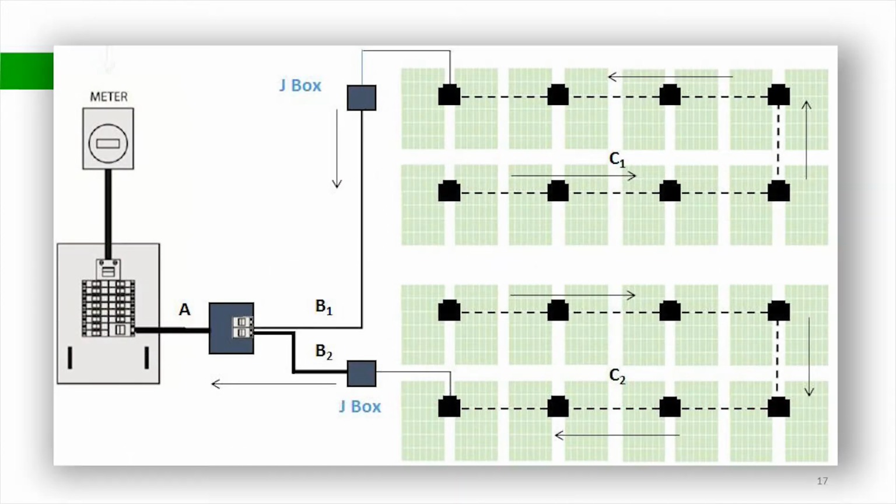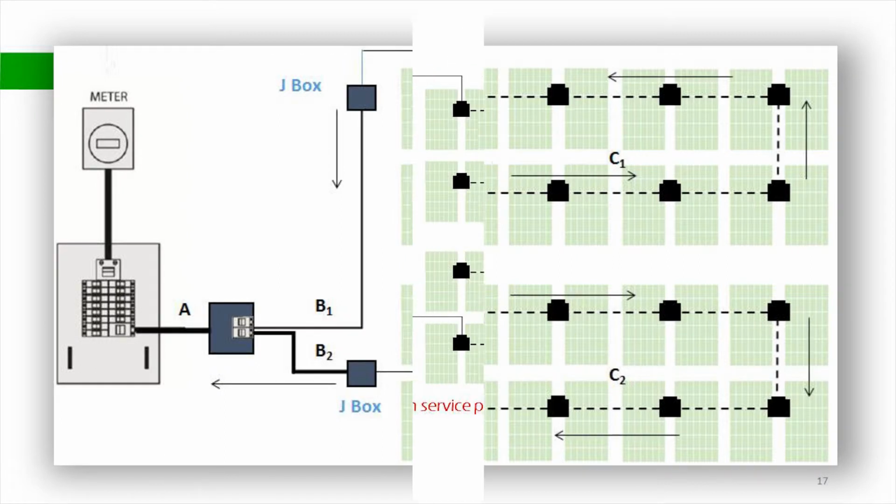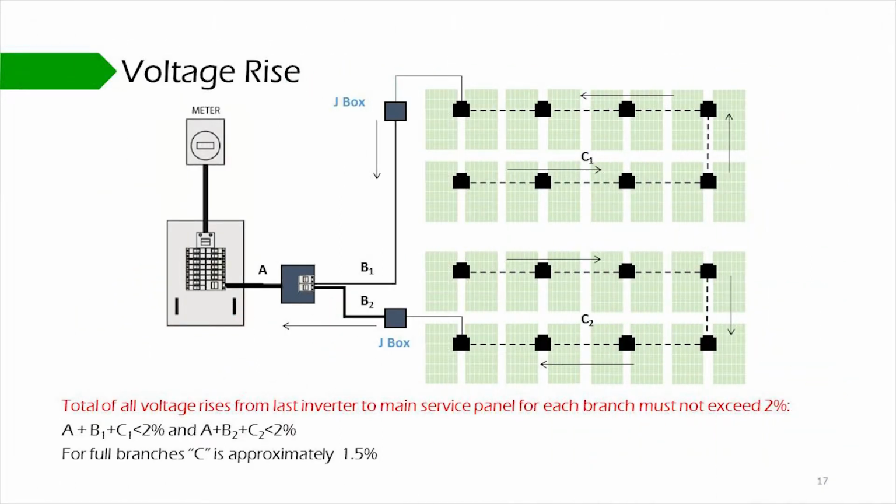rise. As each micro has an internal resistance, there is a small rise in the branch from the first micro to the last. NEC code places a limit on the voltages at which the micros can export power to the grid. For a 240-volt system, this window is 211 to 264 volts. If the voltage seen by any of the micros in the branch exceeds this, the device will turn off.